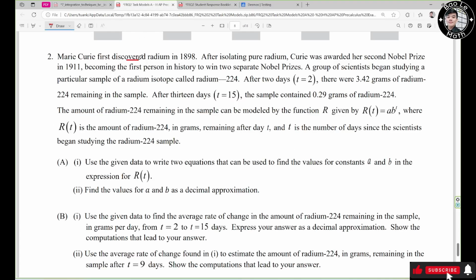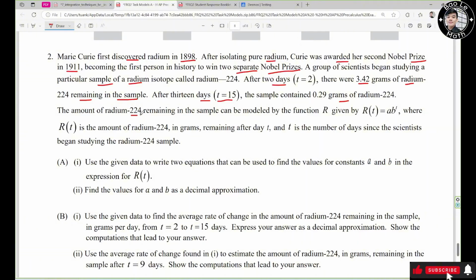Marie Curie first discovered radium in 1898 after isolating pure radium. Curie was awarded her second Nobel Prize in 1911, becoming the first person in history to win two separate Nobel Prizes. A group of scientists began studying a sample of a radium isotope called radium 224. After 2 days, which means t equals 2, there were 3.42 grams of radium 224 remaining in the sample. After 13 days, which means t equals 15, the sample contained 0.29 grams of radium 224.